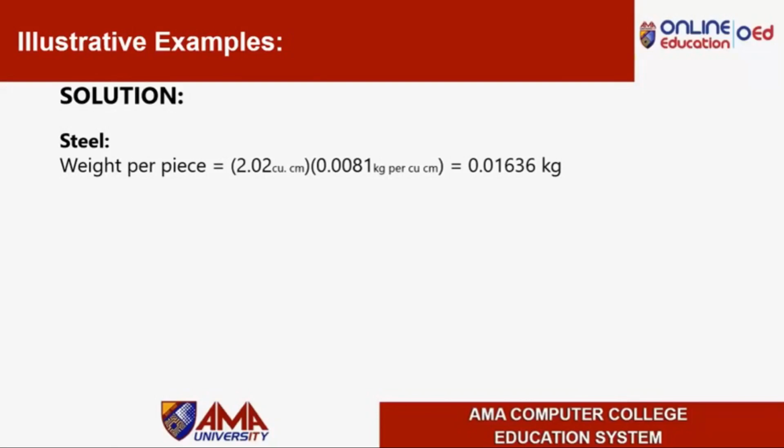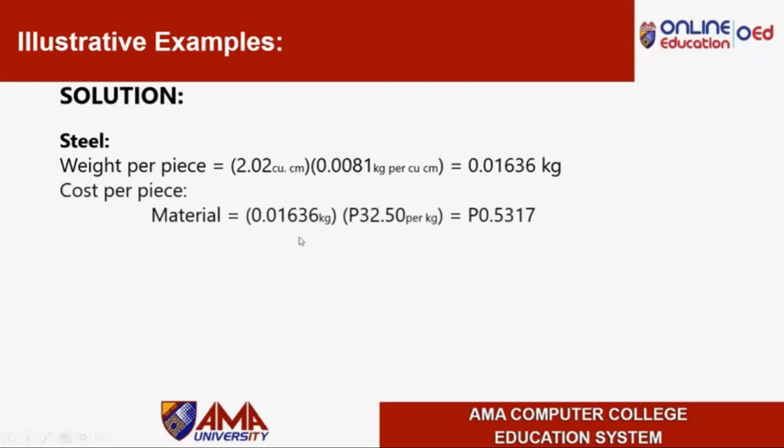Okay, so the weight per piece is equal to the required volume, 2.02 cubic centimeter, multiplied by the weight of the steel, 0.081 kilogram per cubic centimeter. So we will now have 0.01636 kilogram. Since we are talking about the weight per piece, we will eliminate the cubic centimeter.